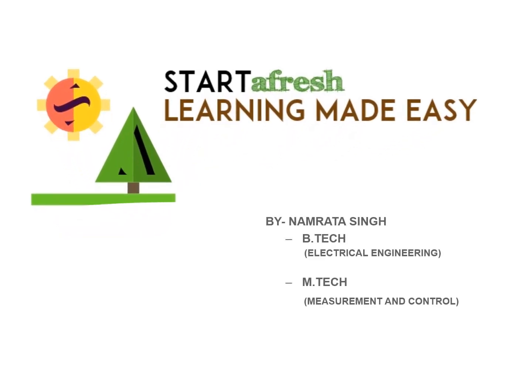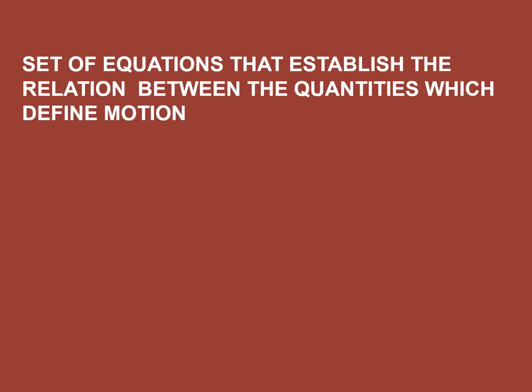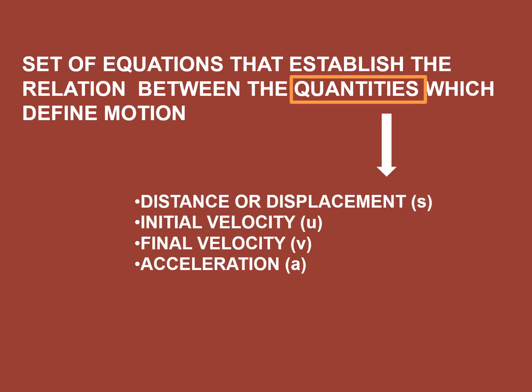In this video, I will tell you about equations of motion. These are a set of equations that establish the relation between quantities which define motion. The quantities required to define motion are distance or displacement, initial velocity, final velocity, acceleration, and time taken. By these equations of motion, we can define the relation among these quantities.